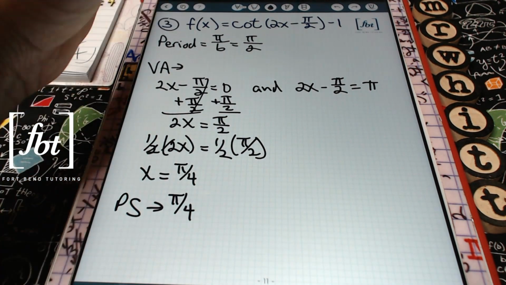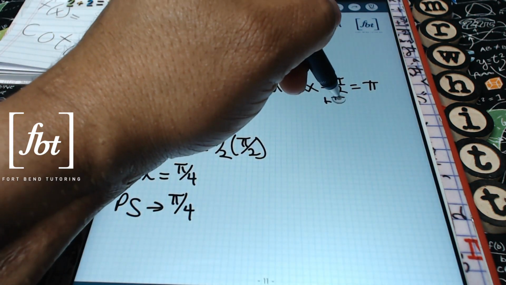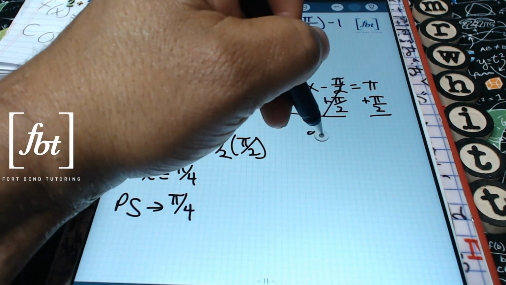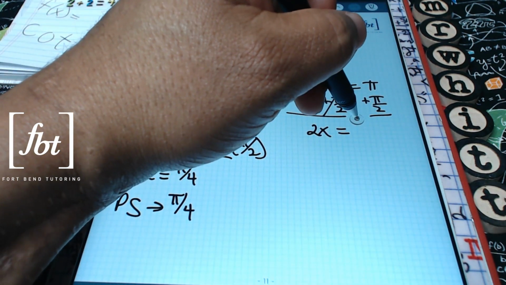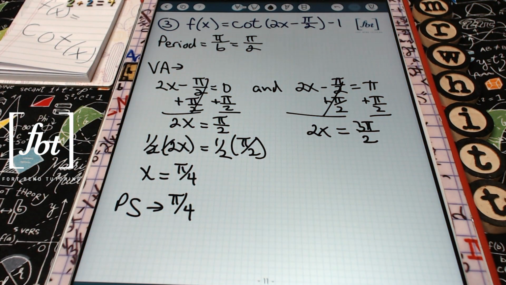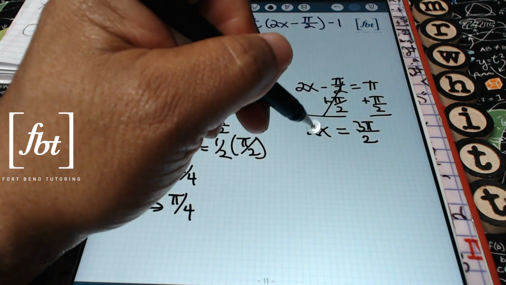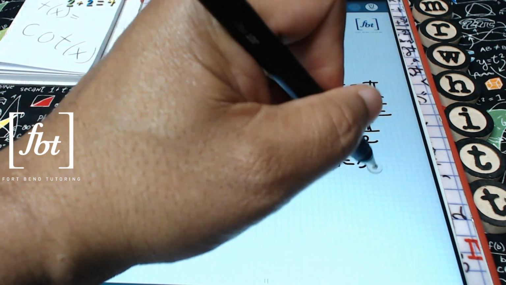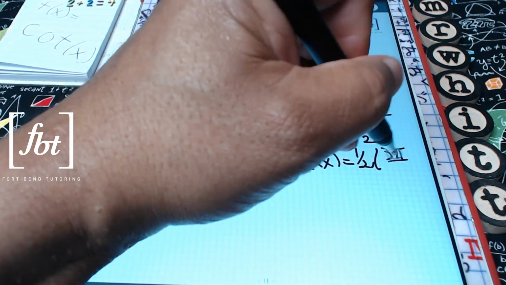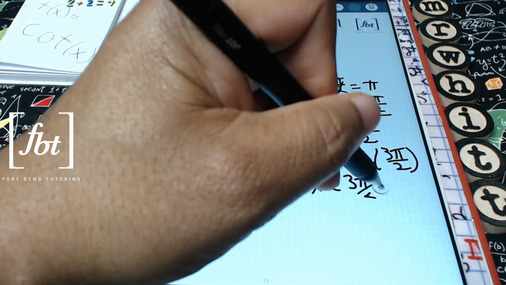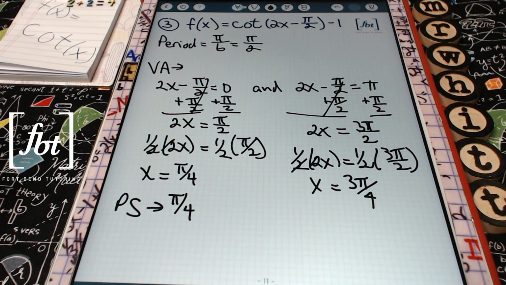And in our second equation, we can add pi over 2 to both sides of the equation. And we'll have 2x equals 3 pi over 2. Okay, so that's what we have there. And then by dividing both sides by 2, or as I did in the previous equation, multiplying both sides by 1/2, I think that's going to be safer for all involved, we'll end up with x being equal to 3 pi over 4 for our second equation for the vertical asymptote.